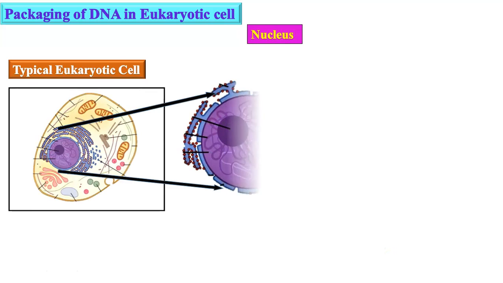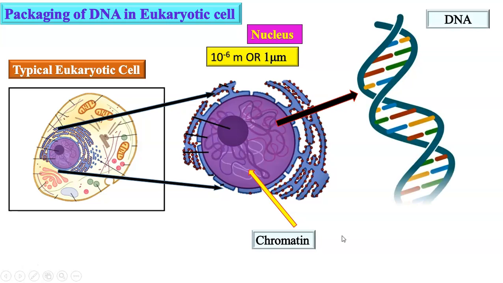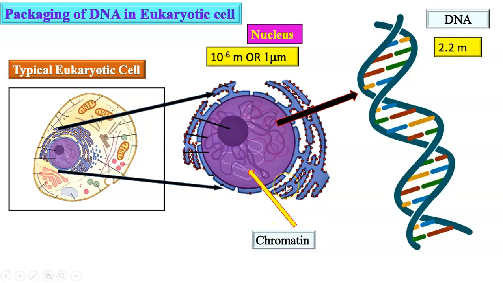Now let us understand the packaging of DNA in the eukaryotic cell. The nucleus is very well organized. In it, the chromatin threads are seen when it is in the interphase state, and when the nucleus is in the dividing stage, the chromosome is condensed, with a DNA length of approximately 2.2 meters. And now we are going to see how such a long DNA gets accommodated in a very small nucleus, the diameter of which is only 1 micrometer.